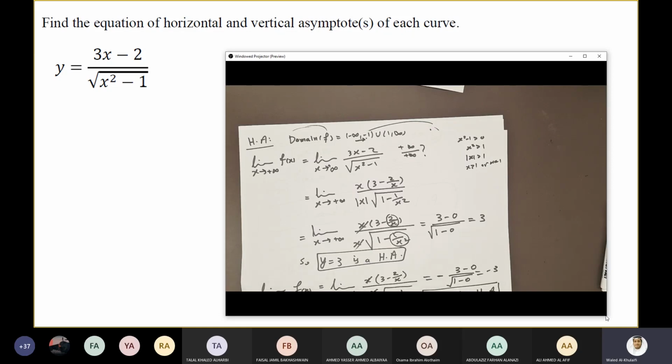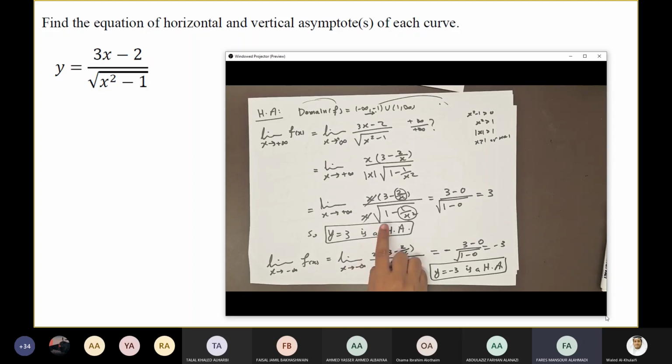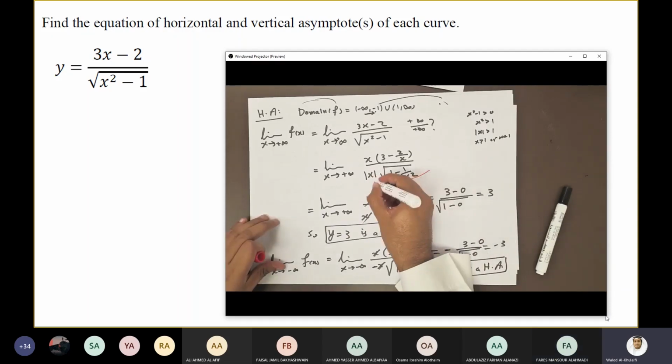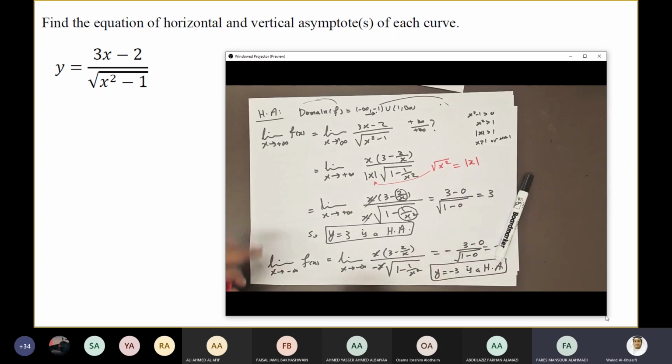Okay, yes, Fares. I wanted to ask about the root: what factor did you take out, x squared or x? No, x squared. I took x squared out. I'm sorry if I was rushing. This is when I took it out, it came out like this. When you take the square root of x squared, it will be the absolute value of x.